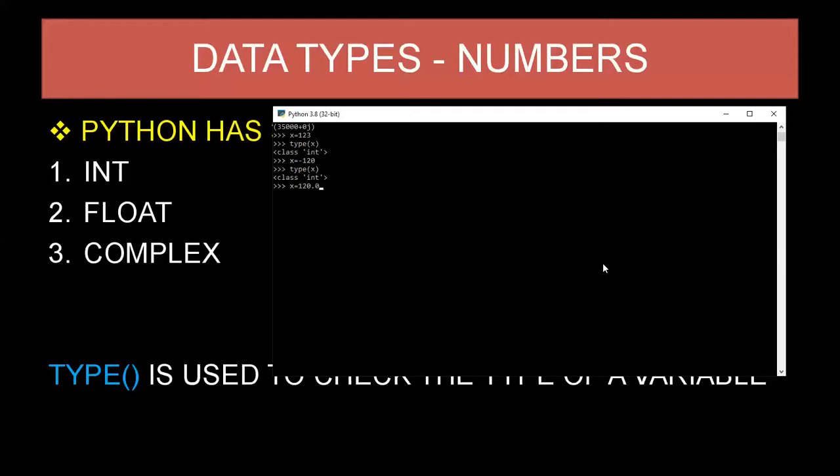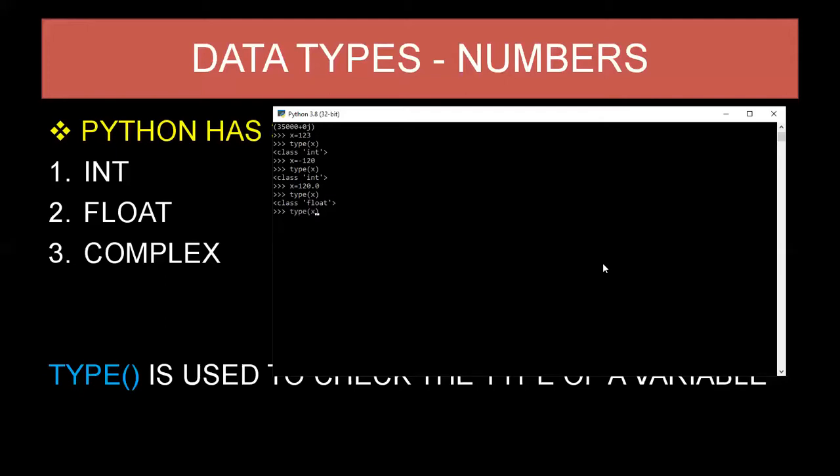120.0. So now let's see what should be the type of this. Pause the video and think about it. What should be the output? And this is float, because 120.0 is a float number and it has one decimal point.